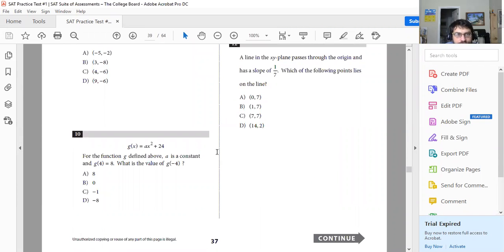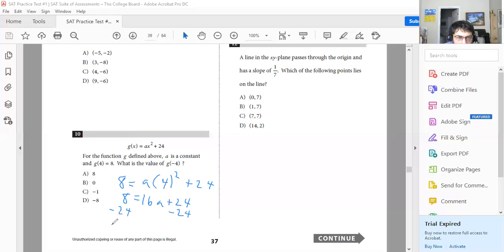Number 10. Ax squared plus 24 is our function. A is a constant. G of 4 equals 8. What is the value of g of negative 4? So 8 is our y value, 4 is our x. A times 4 squared plus 24. 8 equals 16a plus 24. Subtract 24. Negative 16 equals 16a. Divide by 16, you get a equals negative 1.